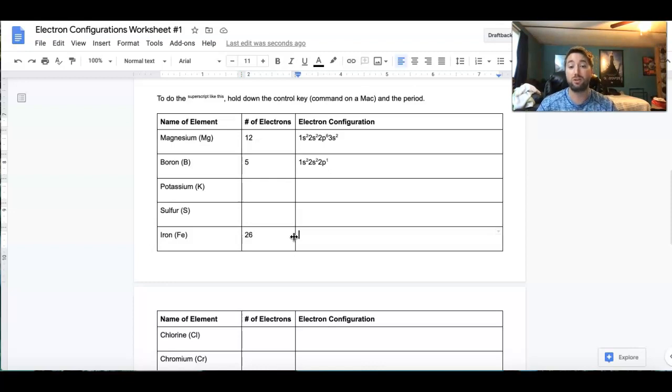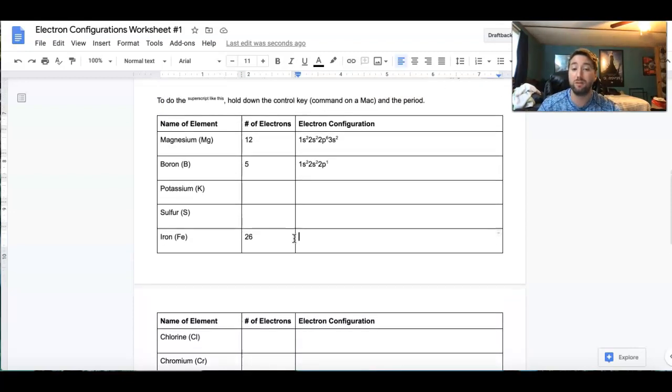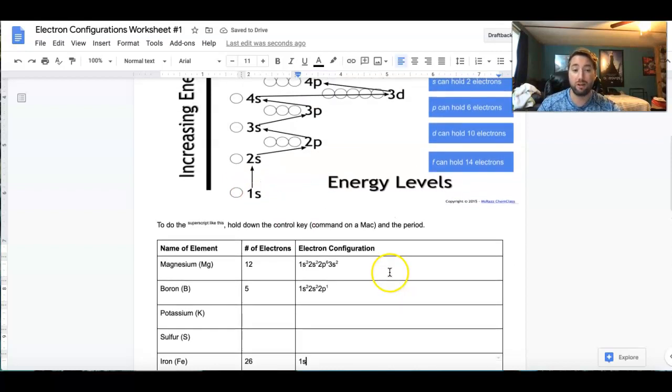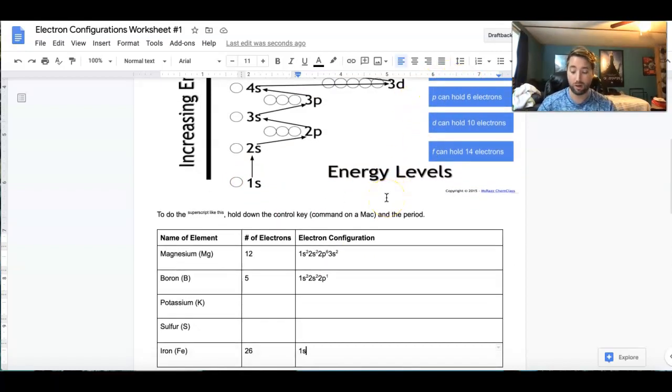Alright, so I'm going to start out at the very bottom of the diagram. Remember, we're going to start out with 1s. So we've got 1s here. So I'm going to go 1s. And s can hold how many electrons? If you scroll up, it says s can hold 2 electrons. So it's going to be 1s, 2.